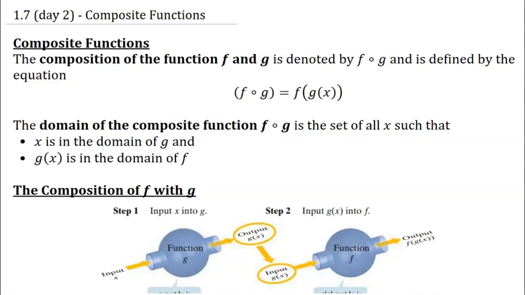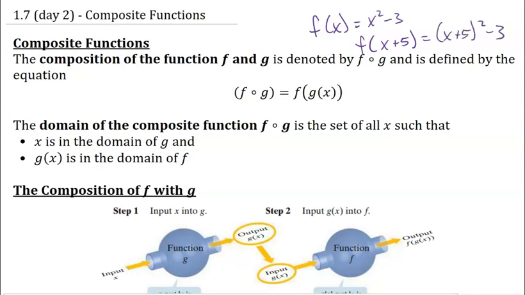I want to say it was 1.4, where we had something like f of x equals, I don't know, x squared minus 3, and then we wanted to know what is f of x plus 5. So we put x plus 5 into this function and made it the quantity x plus 5 squared minus 3, and then expanded that and combined like terms. So that's a composition of functions already, where we take the function x plus 5, which we could just say g of x is x plus 5, and we put it in as the input into f.